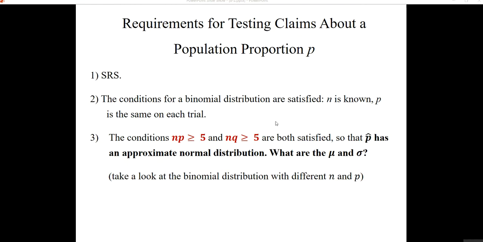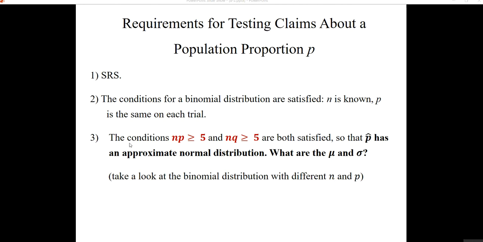I would like to do a very short lecture video to discuss the requirements for testing population proportion p. Well, simple random sample is a very standard requirement. The second one is that the conditions for binomial distributions are satisfied, which means the number of trials, or sample size, is known, and p, which is the probability of success, remains the same on each trial. And of course, we have two categories: the category of success and the category of failure. And the last one is that the trials are independent.